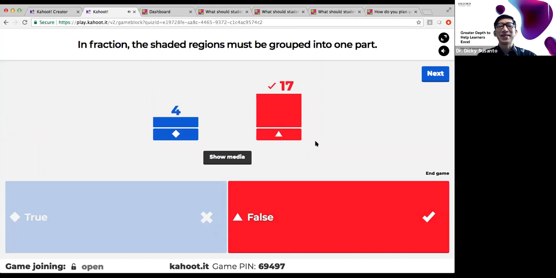Okay, right, there's a significant improvement. So a lot of you said that they don't have to be grouped into one part, right? So sometimes the shaded part can be spread over, right? It doesn't have to be all clumped together. Good. So I don't think I need to explain this.